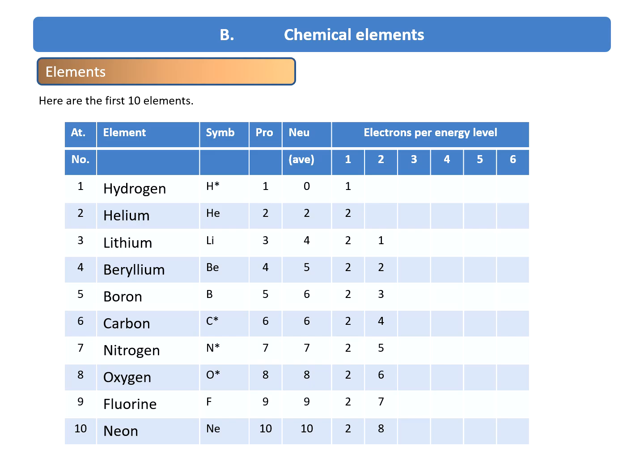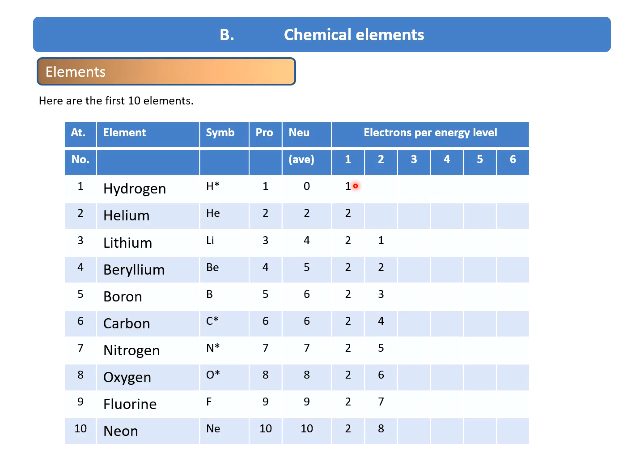Here is a list of the first 10 elements. Notice number 1, hydrogen. It has 1 proton and 1 electron. Helium is number 2. It has 2 protons and 2 electrons. If we continue down the list, we come to carbon, atomic number 6, because it has 6 protons and 6 electrons. Oxygen is a little bit bigger, atomic number 8, with 8 protons and 8 electrons.